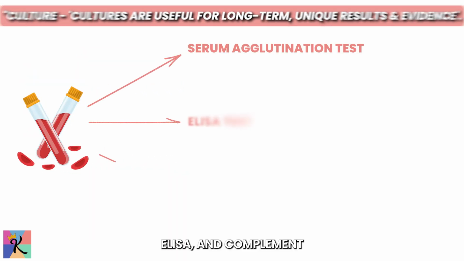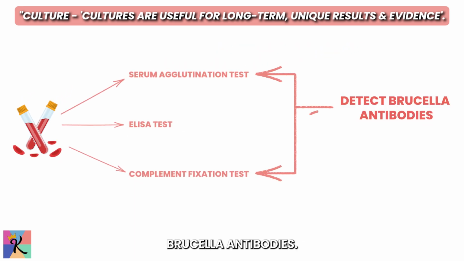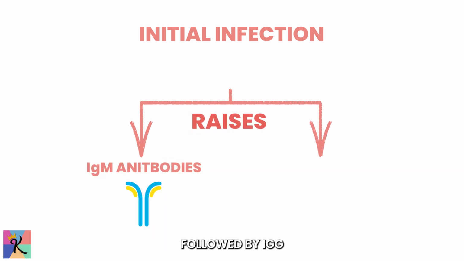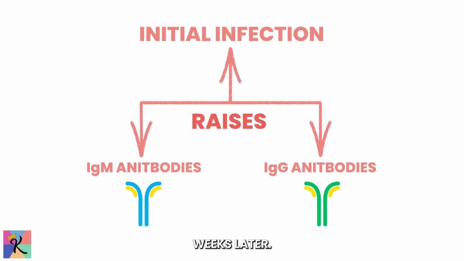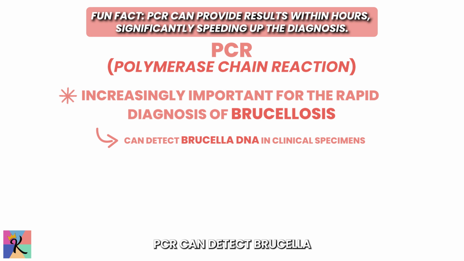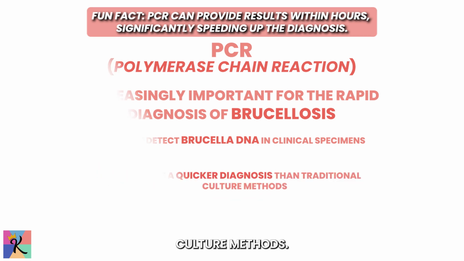Serological tests, such as the serum agglutination test, ELISA, and complement fixation test are also used to detect Brucella antibodies. Initial infection raises IgM antibodies, followed by IgG antibodies several weeks later. Molecular methods like PCR are becoming increasingly important for the rapid diagnosis of brucellosis. PCR can detect Brucella DNA in clinical specimens, providing a quicker diagnosis than traditional culture methods.